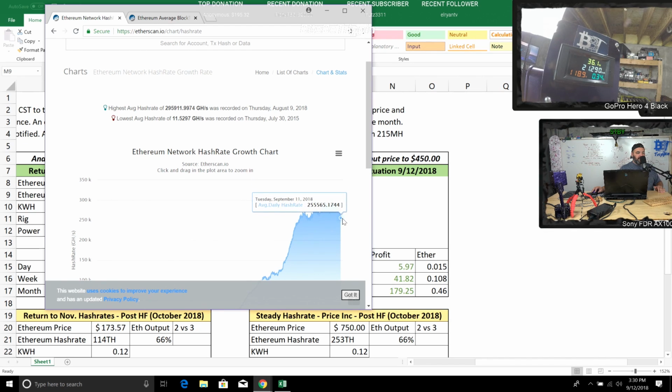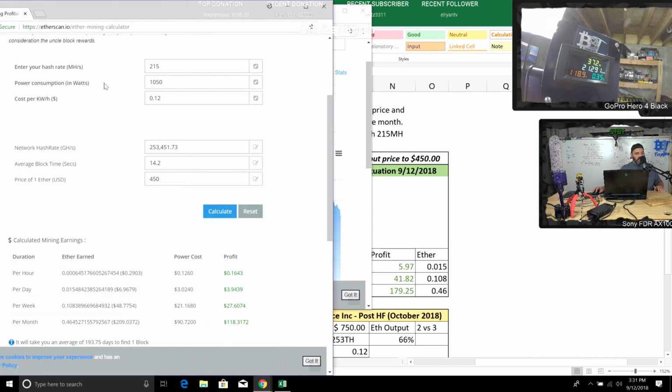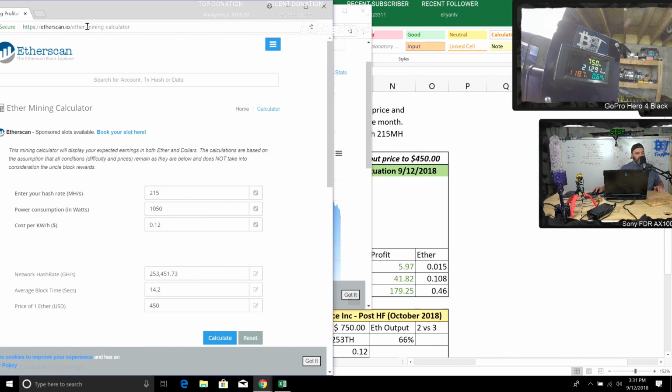It's September 11th here. It was 250 terahash. Today it's 253 terahash. If it drops to 220, what's that mean, right? It gives you the ability to do the calculation, because you can come over here to the Ethereum calculator, which is on etherscan.io, and start to type in your situation. And say, if Ethereum's hash rate goes to 219,000 gigahash, which is 219 terahash, average block time is about 14.2. I'll show you how to get that.